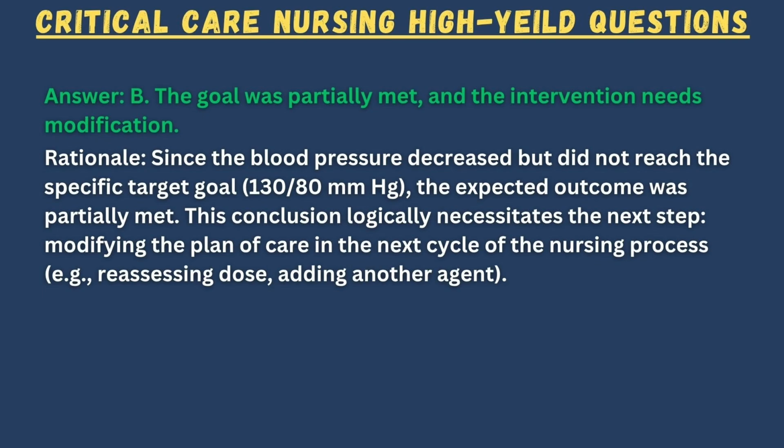Rationale: since the blood pressure decreased, but did not reach the specific target goal, 130/80 millimeters of mercury, the expected outcome was partially met. This conclusion logically necessitates the next step: modifying the plan of care in the next cycle of the nursing process, e.g., reassessing dose, adding another agent.